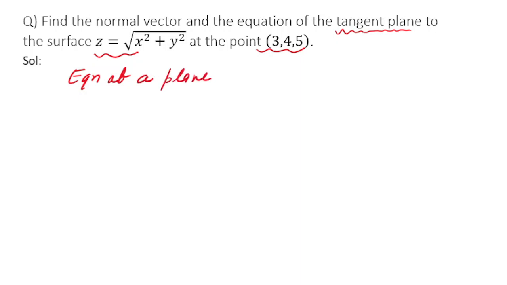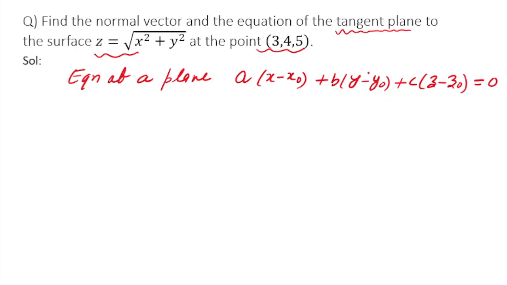So the equation of a plane is given by a into x minus x naught plus b into y minus y naught plus c into z minus z naught is equal to 0. Now you will ask me what is A, what is B, and what is C. So A, B, C actually are the direction ratios or cosines.